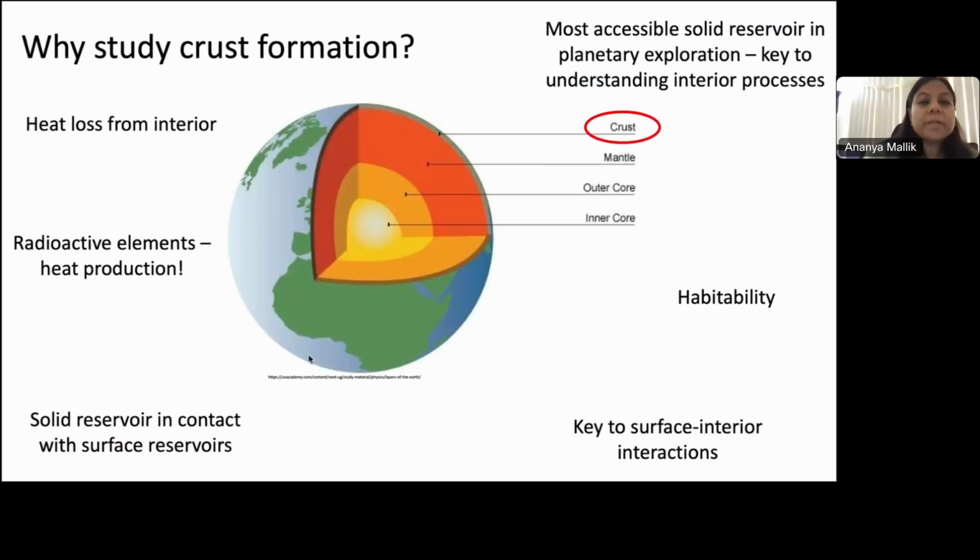There you go. All right, so I guess I may be preaching to the choir here, but I still thought that just to make sure that all of us are on the same page, I will discuss a little bit about why crust formation, or studying crust formation, is important for any planetary geoscientist.